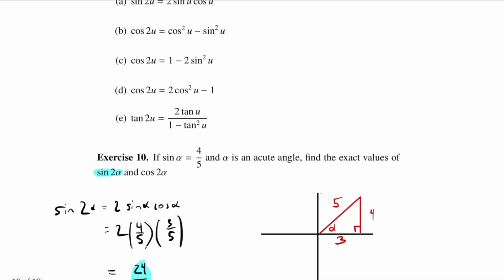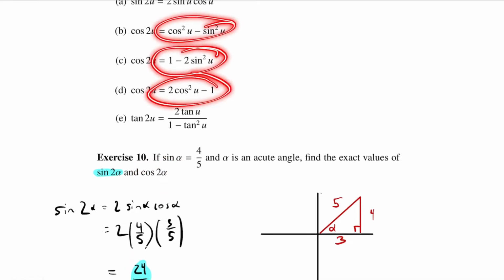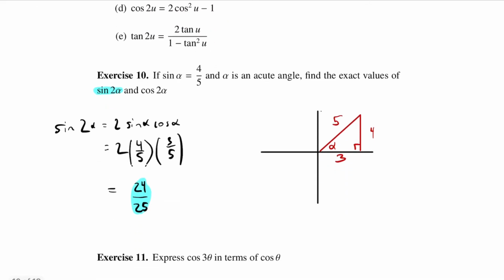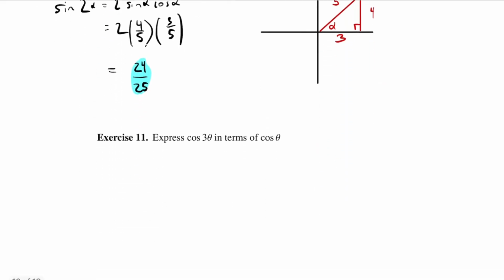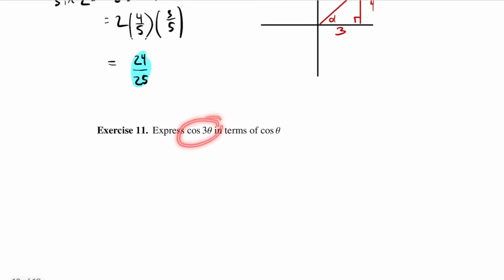All right, so cosine 2 alpha would work the same way. You get to choose, it doesn't matter which of the three formulas you use, but you will get the same answer for all three versions.